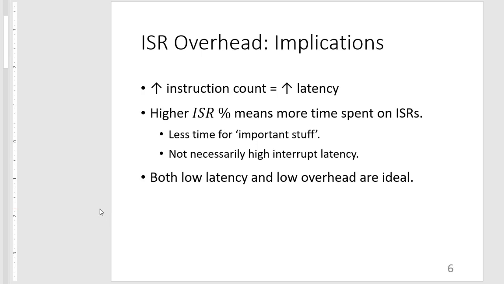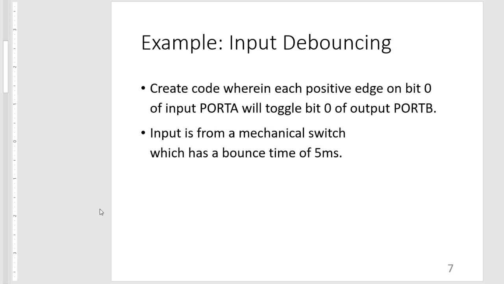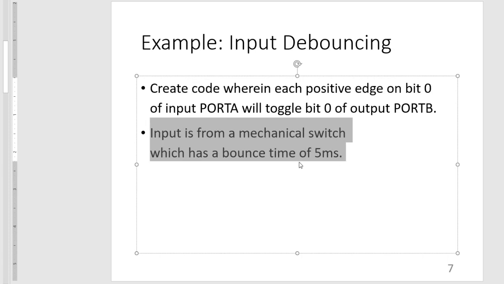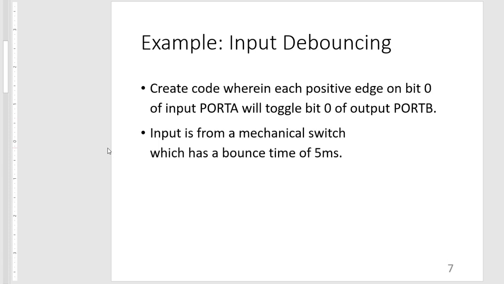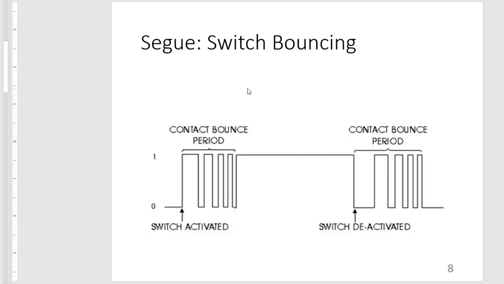So let's have an example with input debouncing. We create code wherein each positive edge on bit 0 of input port A will toggle bit 0 of output port B. So basically, a button press toggling the output of our microcontroller. Our input is from a mechanical switch, which has a bounce time of 5 milliseconds. For those unfamiliar, switch bouncing occurs whenever we press a mechanical switch: our contacts don't necessarily get in contact with each other immediately. Because it's a mechanical thing, some bouncing of the contacts will occur, and after a certain period, that is the only time that we can be sure that our input is stable.